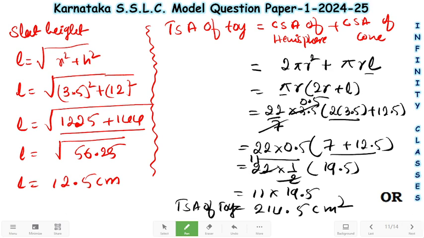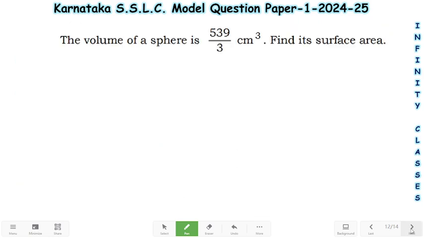This is the main question of question number 24. Now question number 24, the internal choice will be given here. So it is also a very easy problem. So what is given here? The volume of a sphere is given in this question. So write the solution here.